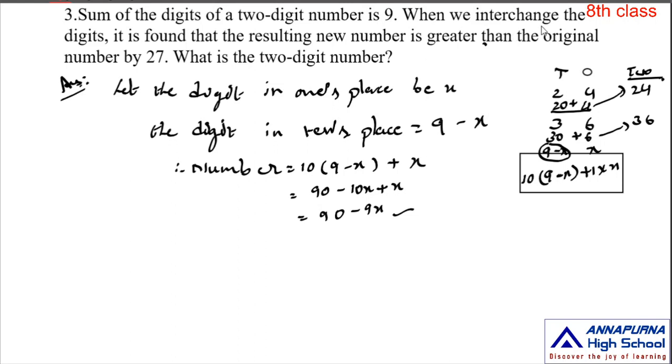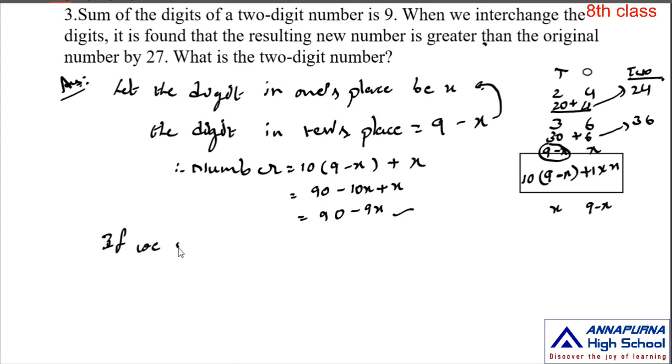When we interchange the digits, that means the tens place digit we take in ones place and the ones place digit we take in tens place. We are interchanging. Now the digit in tens place is x and the digit in ones place is 9 minus x. It is found that the resulting new number, so if the digit in tens place is x and the digit in ones place is 9 minus x, what is the new number?